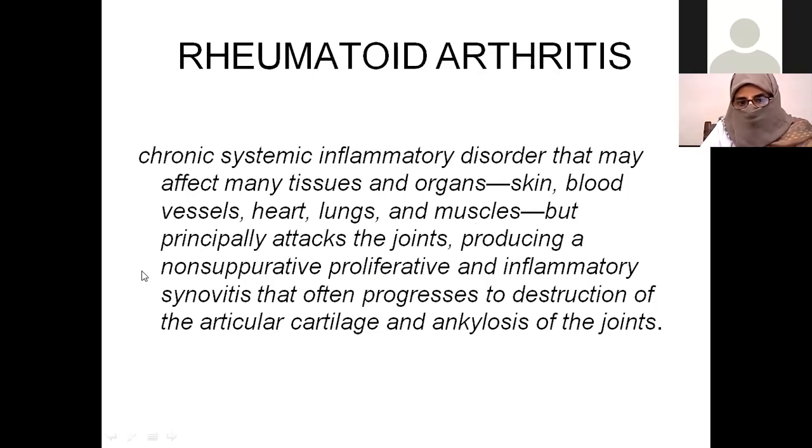और joints में कैसी inflammation होती है? There is inflammation, but it is non-infective, non-suppurative, or inflammatory synovitis that progress to destruction of the articular cartilage finally, and ankylosis of the joints. So in the final stages of the joint, articular cartilage is gone, but unlike osteoarthritis, here the culprit is not the cartilage.